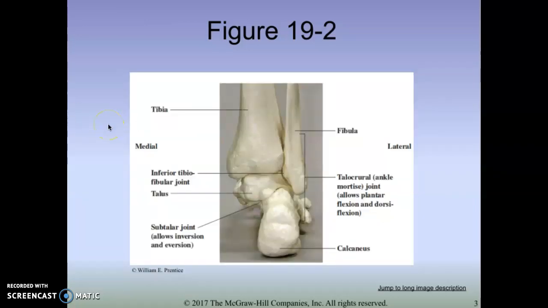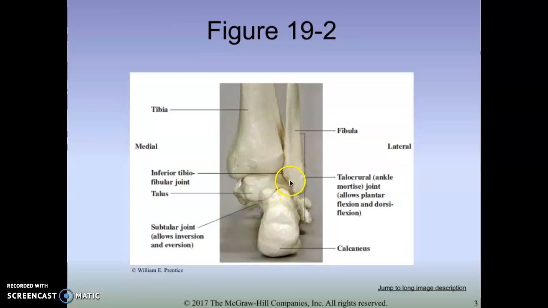We'll go into the ankle. This is a picture from behind the foot. Follow the tibia down, we have the medial malleolus. Follow the fibula down, we have the lateral malleolus. What we want to know is that this whole joint right here, where I'm running the mouse, is called the talocrural joint. Talocrural joint. We often call it the ankle mortise, and he talked about that in the video.